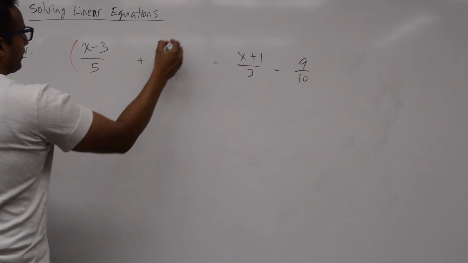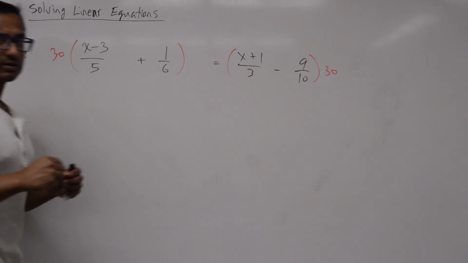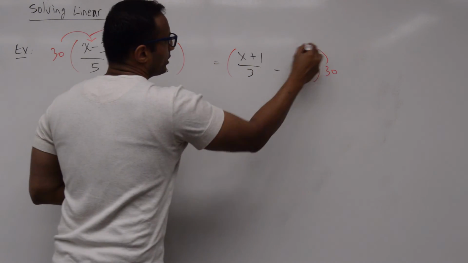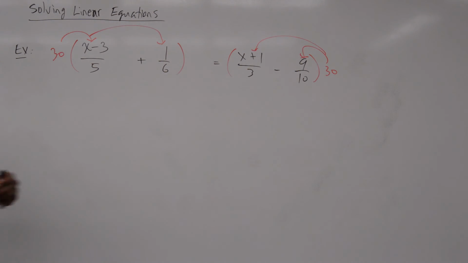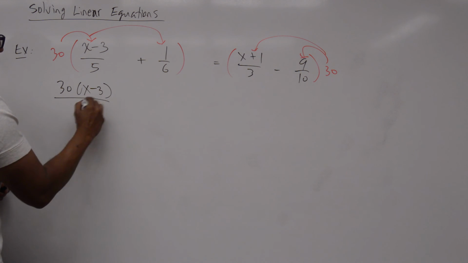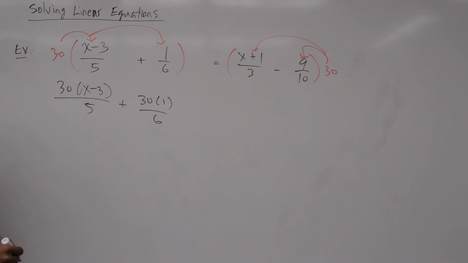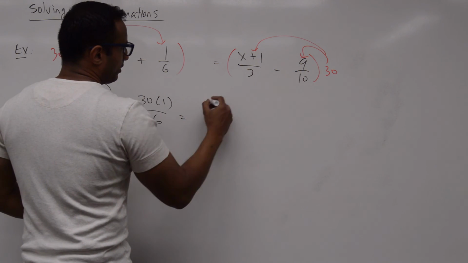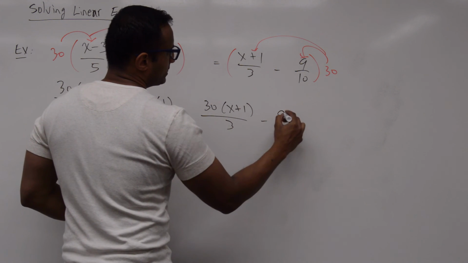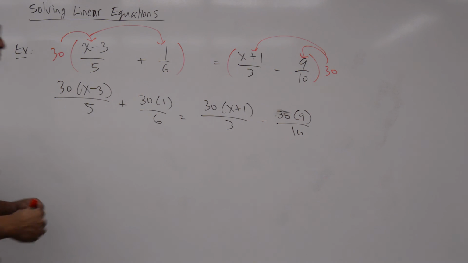So we're going to multiply the left side by 30, and we're going to multiply the right side by 30, which is the lowest common denominator. So the 30 is going to distribute to both terms on the left side, as well as to both terms on the right side. Okay, on the left side, what's going on? So we got 30 times x minus 3 over 5. 30 times 1 over 6, that's going to be 30 times 1 all over 6. Okay, on the right side, we're multiplying 30 times x plus 1 all over 3. And then you got minus 30 times 9 all over 10.